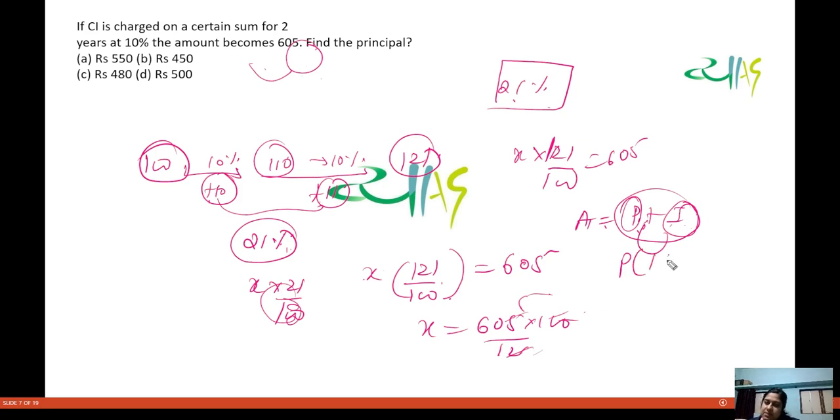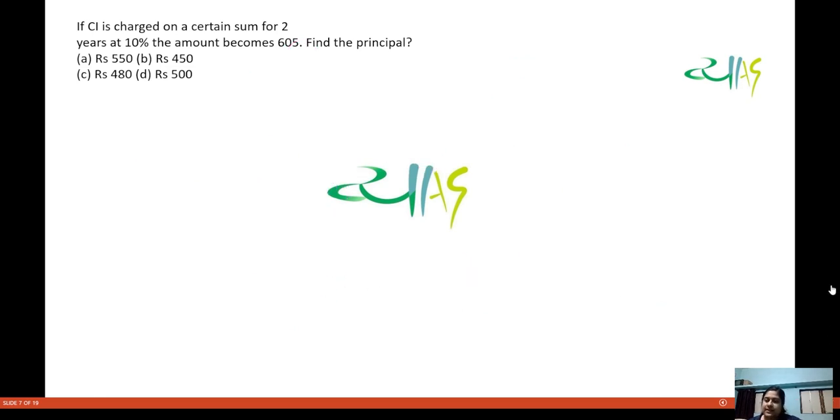And interest is some multiple of the principal only, so I took the principal common. This is saying that interest is 21% of the principal. So that became amount. So I did this as 121 by 100. 121 by 100 of the principal is equal to 605, so you got your principal. So I hope you understand this.